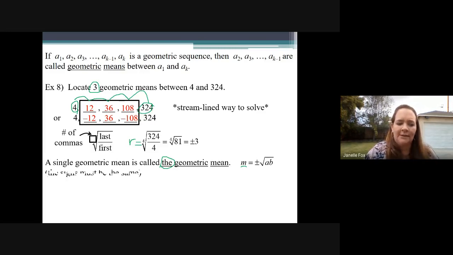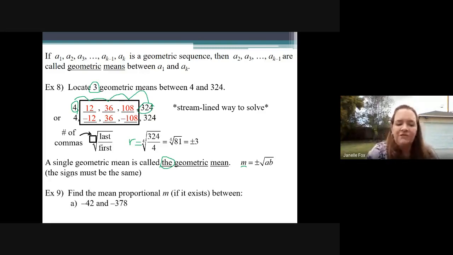Okay, let's do one example of this. Side note: the signs must be the same. So if they ask you to find the geometric mean between a positive number and a negative number, it is not going to work at all. So let's do this.